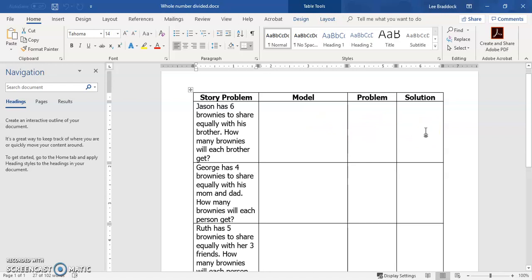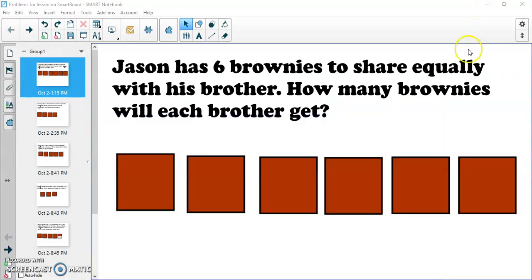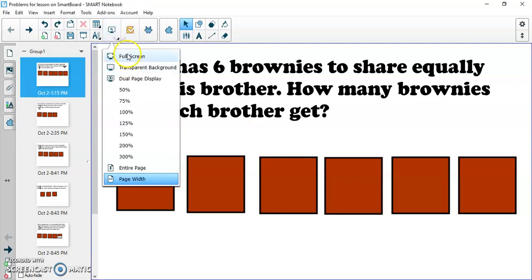For most of my presentation, the model is already up. You will copy down this model, and then we'll go through what the problem says and the solution, and the work we need to go through to get to the solution.